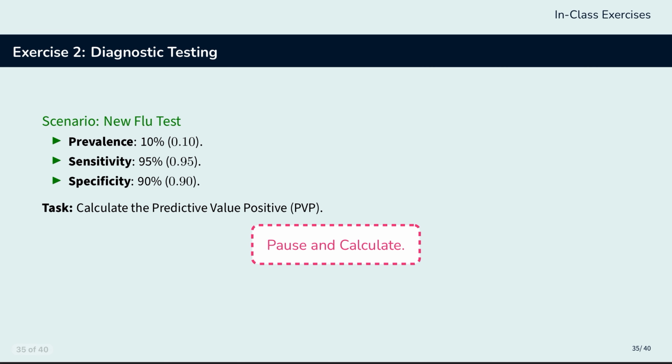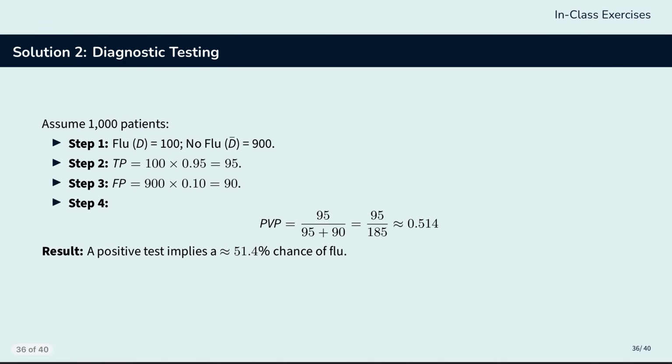So try this problem. This is a problem again of prevalence, sensitivity, and specificity. We have the predictive value positive given right here. Remember, you can always use the formula that I've given you, rather than calculating in a different way, that is provided in the slide.